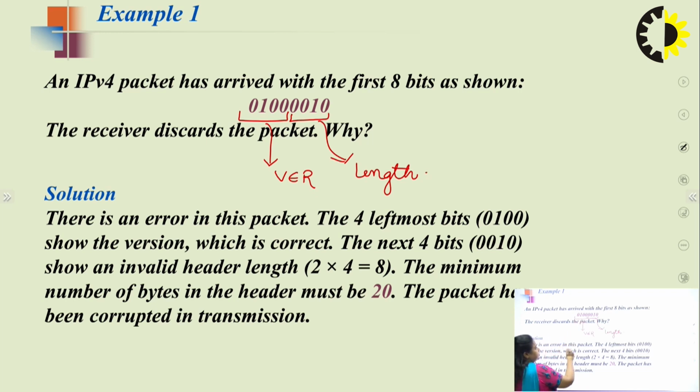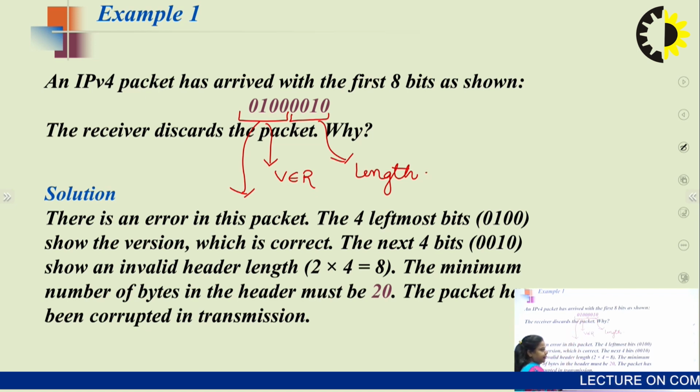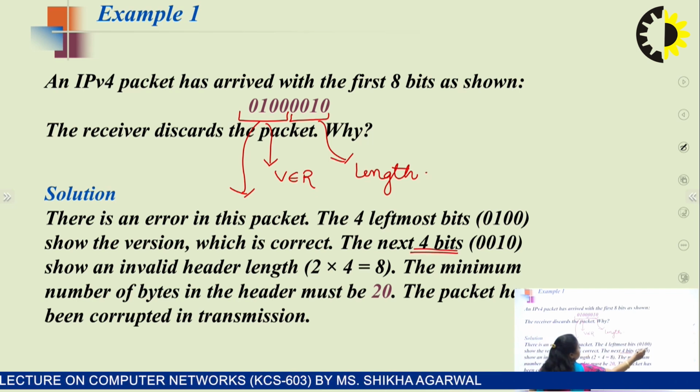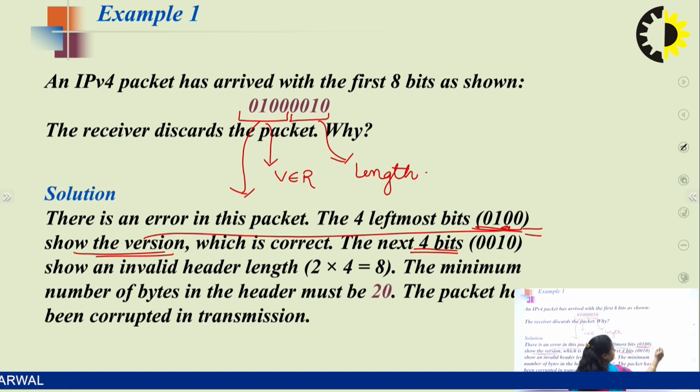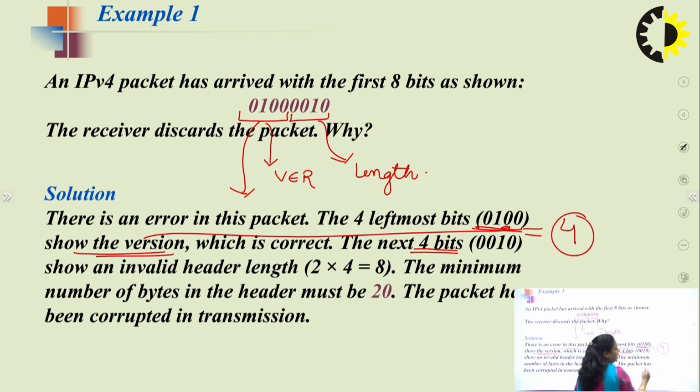In the case of version, we convert this particular number into a decimal number. So we came to know the 4 bits indicate the version we are using. Which version are we showing? If it is this, it indicates 4. So it means we are using IPv4. So this is correct, right? Then after that, the next 4 bits indicate the header length.